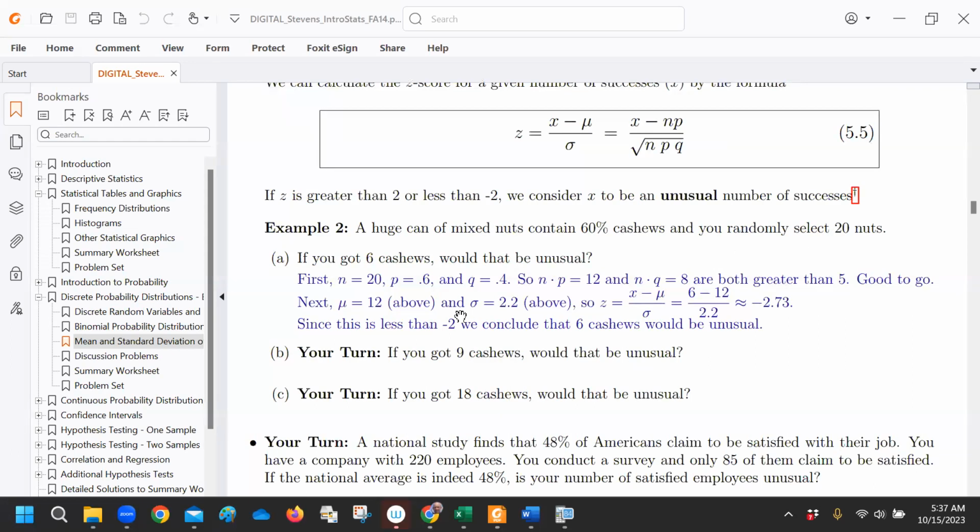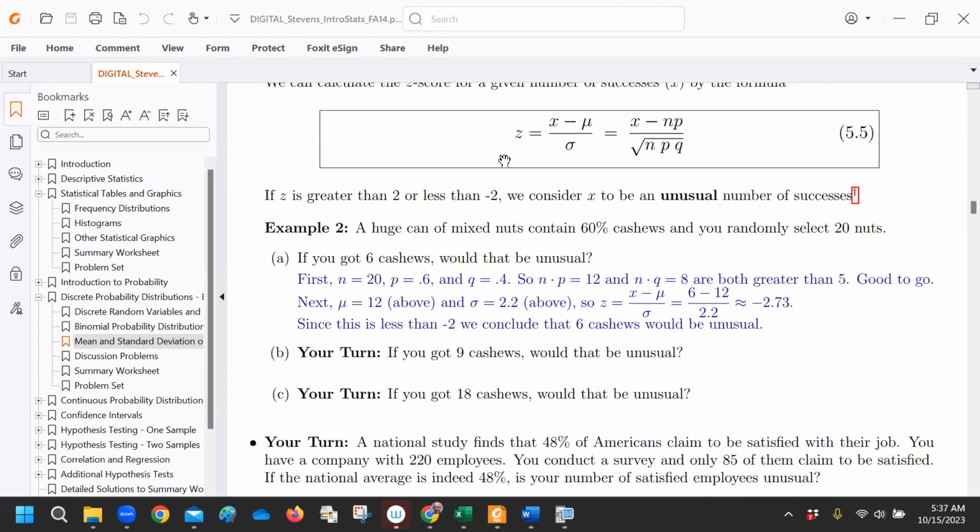So to make sure, let's see, does Dr. Stevens do that here? Yes, he does it here for the 6 cashews. He did 20 times 0.6 and got 12, and 20 times 0.4 and got 8. So both are greater than 5, we've got a symmetric distribution, good to go. Because that held here, it also holds here, so it's going to be the same mean and the same standard deviation.